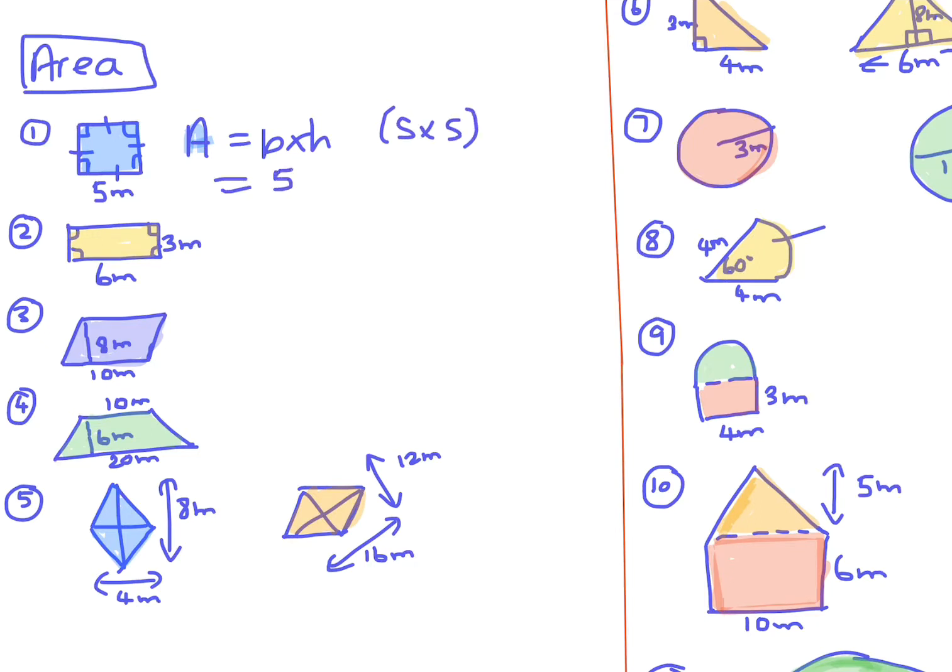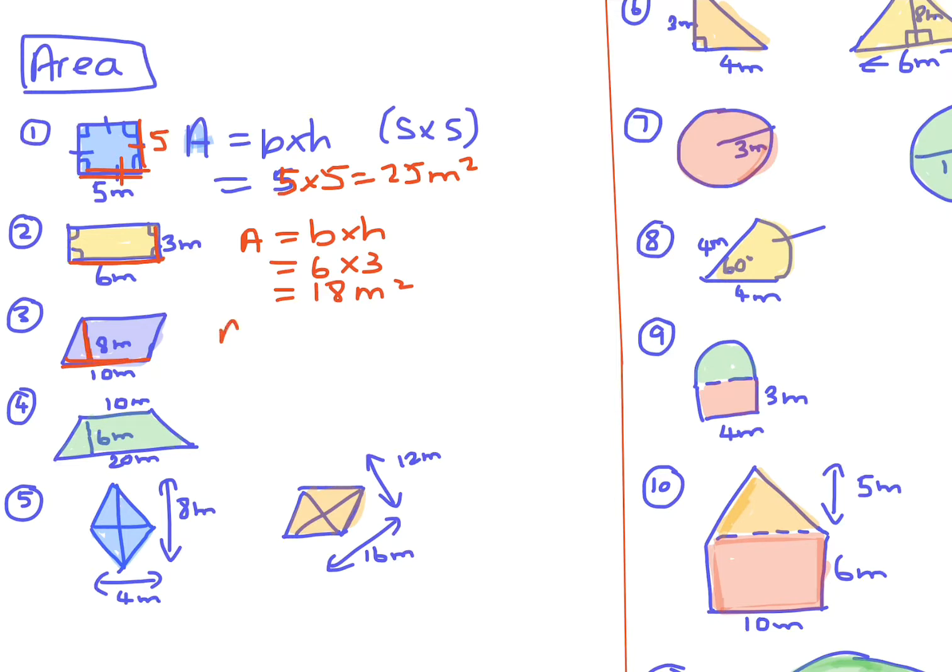So one side's 5. That means this one here will also be 5 because they're equal. So it ends up being 5 times 5, which is 25 meters squared. Okay, if we look at this one, we've got base and height. So the area of a rectangle is base times height. So it goes 6 times 3, which is 18 meters squared.